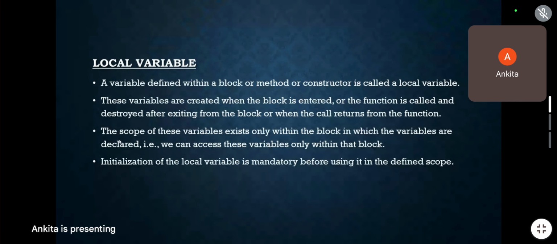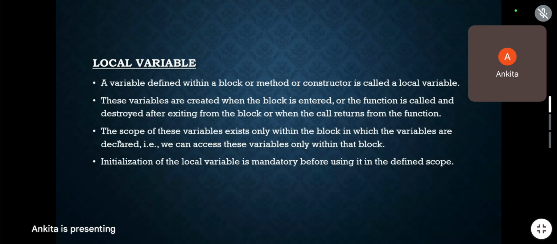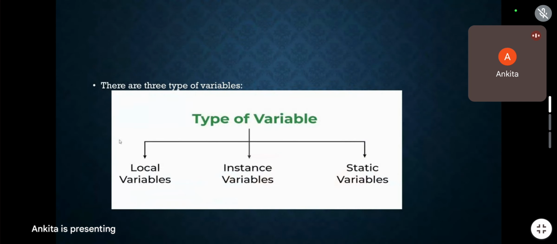Local variable. These variables are defined within a block or method or constructor. These variables are created when the block is entered or the function is called, and destroyed after exiting from the block or when the call returns from the function. The scope of these variables exists only within the block in which the variables are declared. That is, they can access these variables only within that block. Let's see an example.